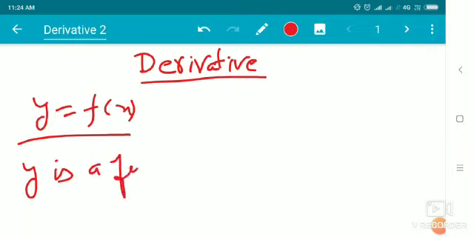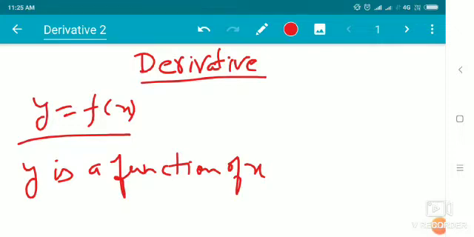a function of x. Okay, and we have discussed as well that f is not multiplied with x.